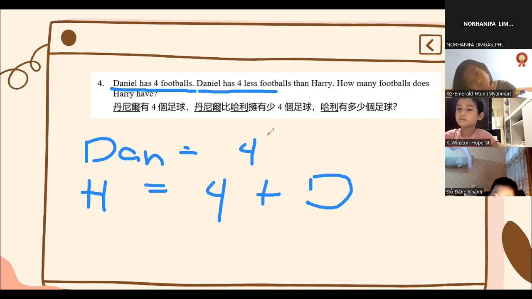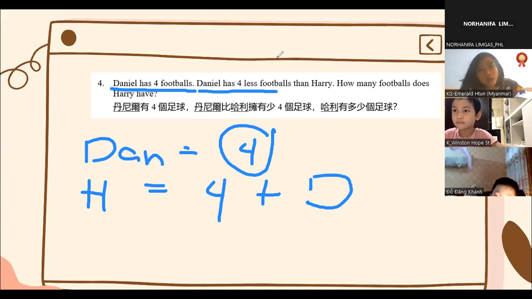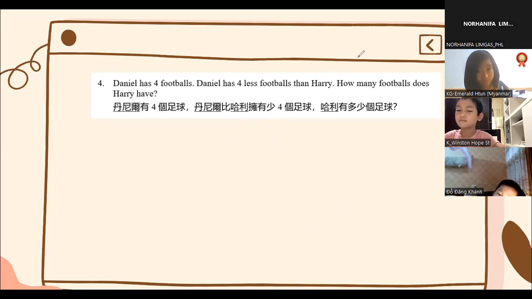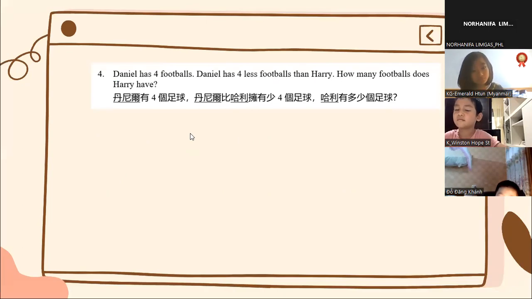Okay, so again, we already know that Daniel has 4. So just replace Dan's number of footballs with 4. Again, and then if you're going to add that, that is also equal to 8. So that's how you got your 8. That's why Harry has 8 footballs, because the difference between their number of footballs is 4, as is said here in the question. Very good. Okay, how about question number 5?